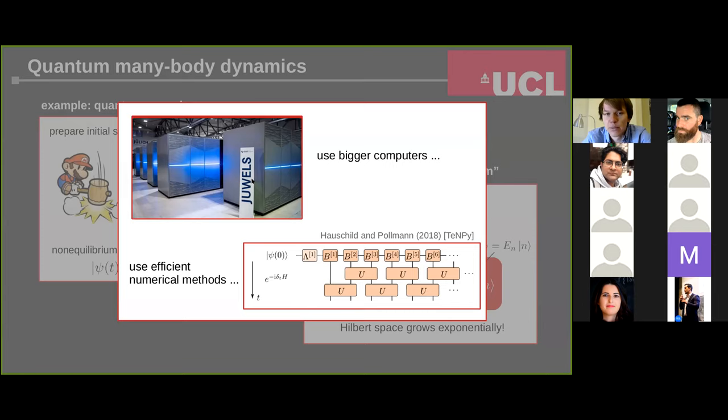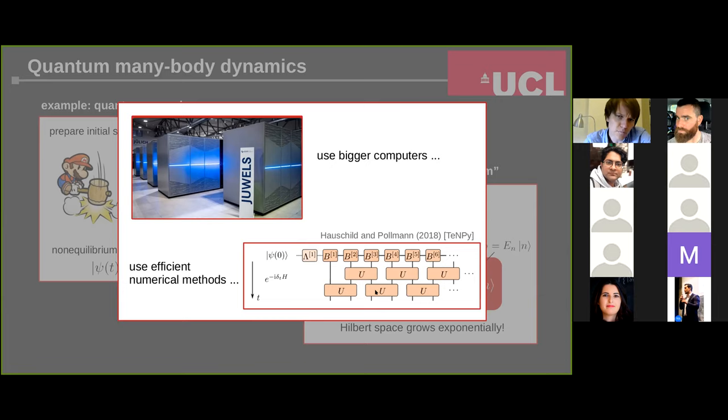So ideally, you want to combine the use of big computers with efficient numerical methods. As you know, there are of course a lot of different numerical methods, usually each with its own advantages and disadvantages, depending on the specific situation. Here I just picked one example, which is very popular: matrix product states. If you have a weakly entangled state psi, then you can compress it efficiently into these products of matrices, and this saves you a lot of memory, and you can tackle larger system sizes. You can also efficiently time evolve these matrix product states by Trotter decompositions of the time evolution operator.